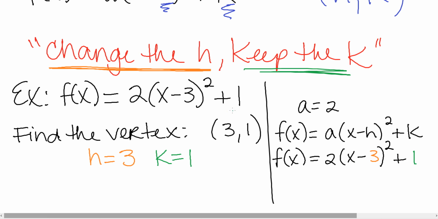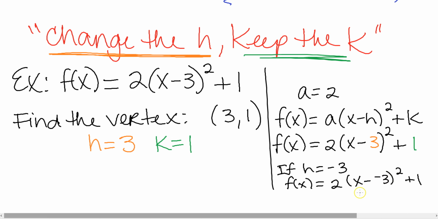If we said that h was negative 3, then if we plugged it in, we would actually get something different. We would get (x minus negative 3) squared plus 1. And we know that x minus negative 3 is actually x plus 3. That's a completely different equation. So that's why we do not say that h is negative 3. So we change the h, keep the k, to identify the vertex.